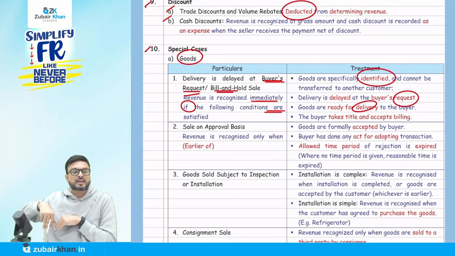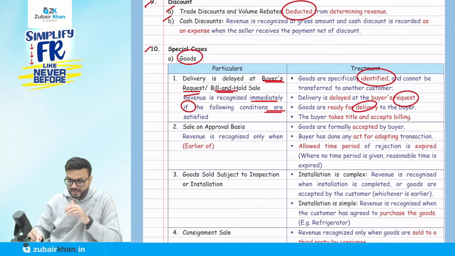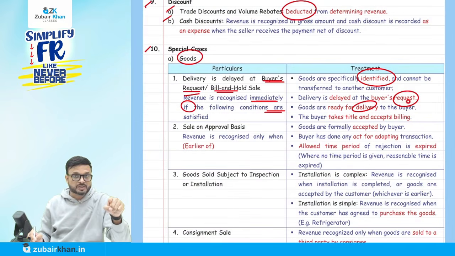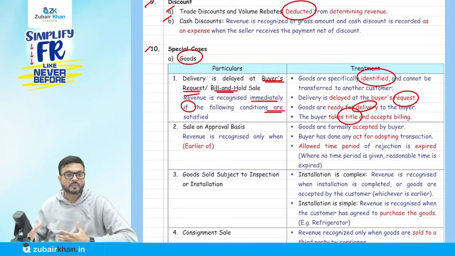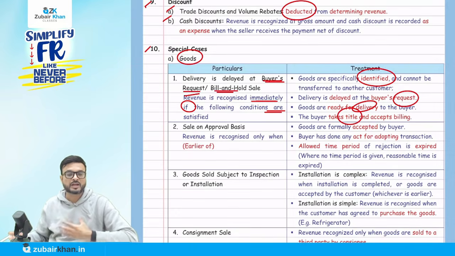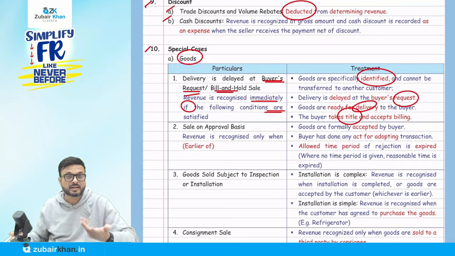So I will recognize revenue today only, because the goods are identified, you requested me to delay, I am ready to deliver it anytime when you tell me, and the title has been transferred to the customer. If these 4 conditions are satisfied, we are going to record it as revenue even though the goods are not yet delivered to the customer.